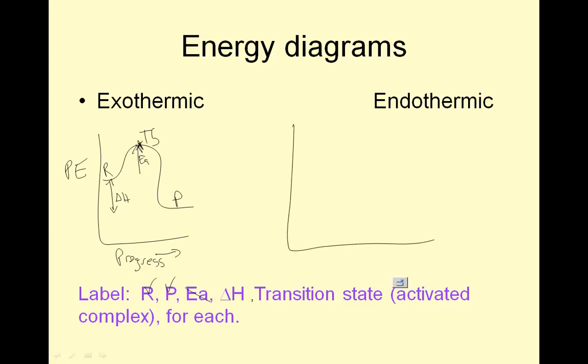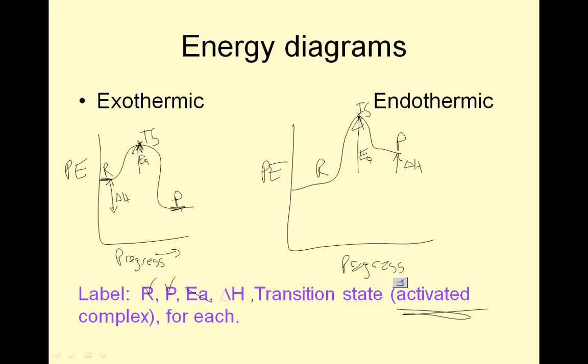Endothermic. Now, exothermic means it loses energy. So notice, here's the energy of the reactants. Products have less. Heat energy goes out. Endothermic ends up with more energy. So again, PE, progress, reactants, products, activation energy, the energy to overcome that energy barrier. In this case, it's going to be delta H. And then my transition state is still up here. Okay, transition state is also called an activated complex.